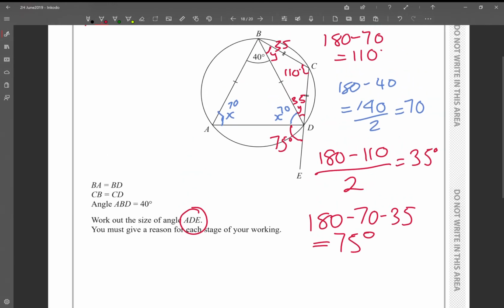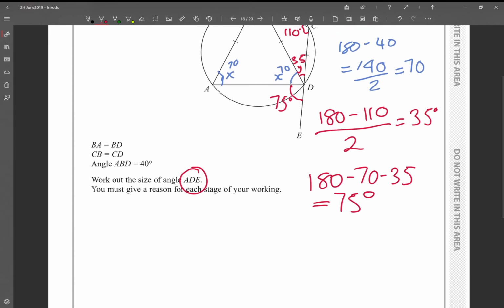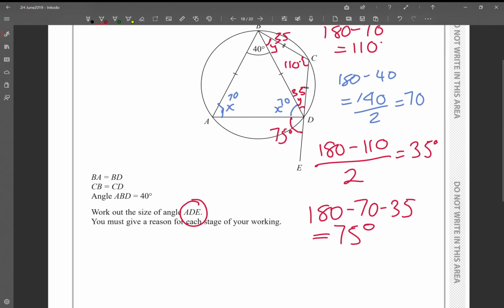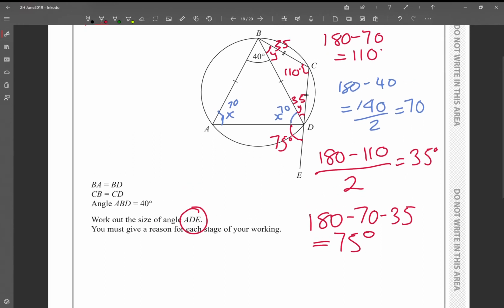All right, so now we know the value. Again, just doing that would probably give me 3 marks, but the extra 2 marks are for explaining why. So you must give a reason for each stage of your working.